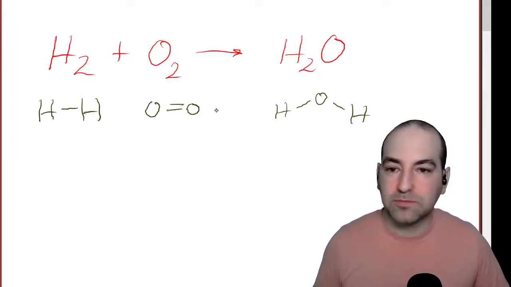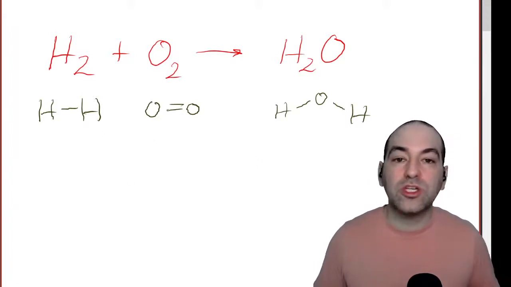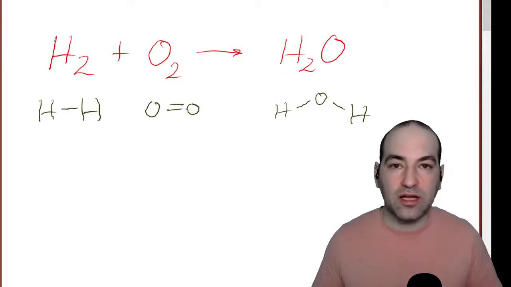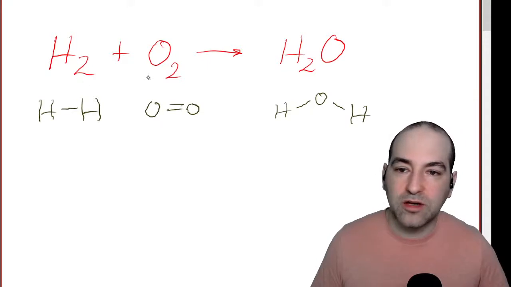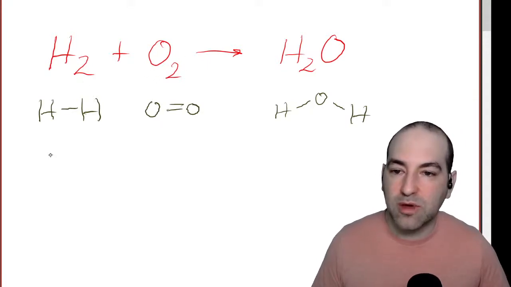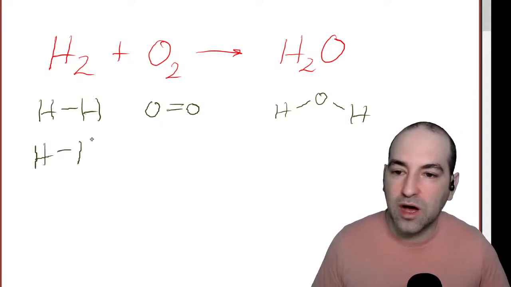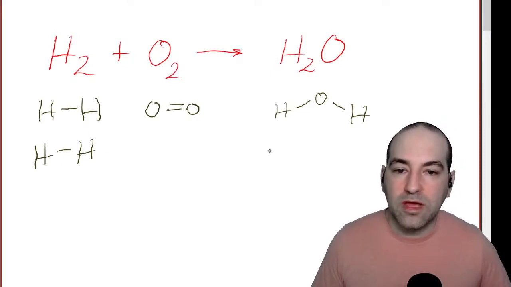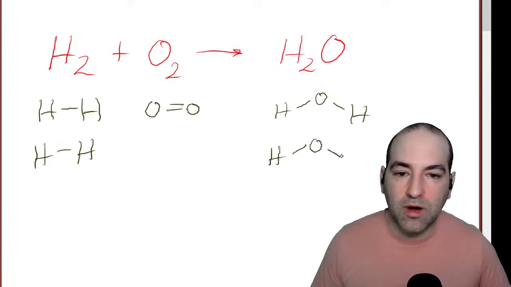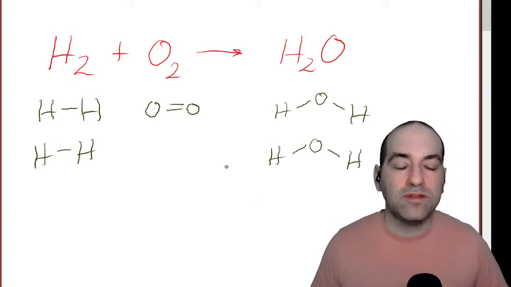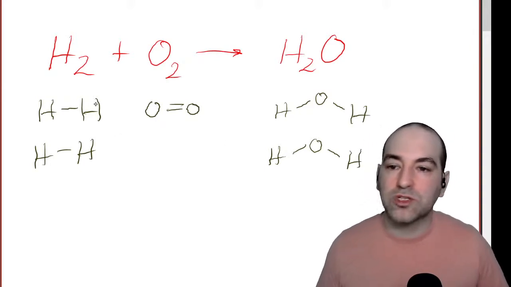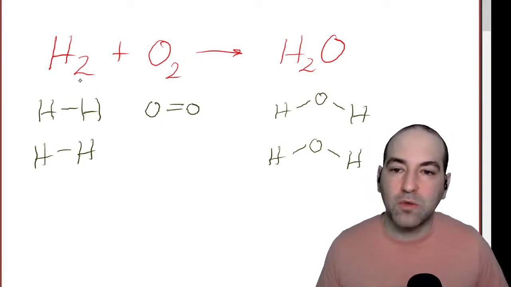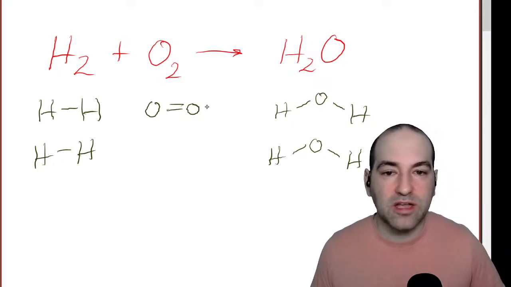And the answer is we change the ratio by which the reactants react and the products are formed. So if instead of one hydrogen molecule reacting with one oxygen molecule, we had two hydrogen molecules reacting with one oxygen molecule, and then we make two products, we haven't changed anything about the reaction, about the process that occurs. We're just recognizing that the ratio by which these react is 2 to 1 instead of 1 to 1.